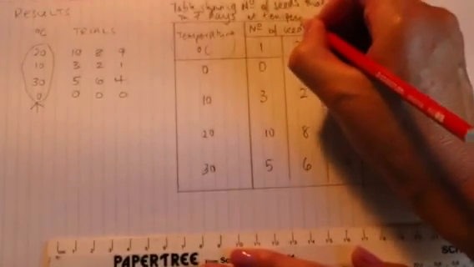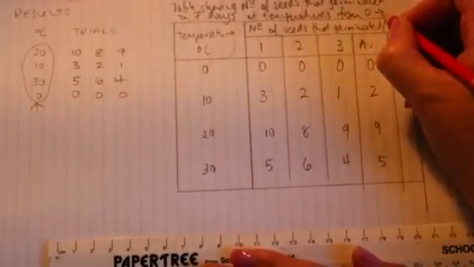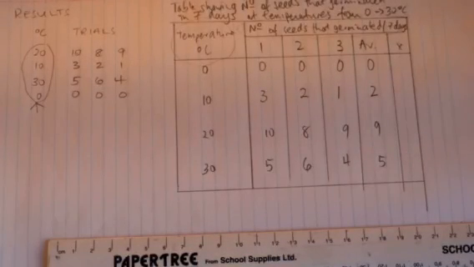that germinated in 7 days at temperatures from 0 to 30 degrees Celsius. So hopefully you can see there how to draw a nice table.